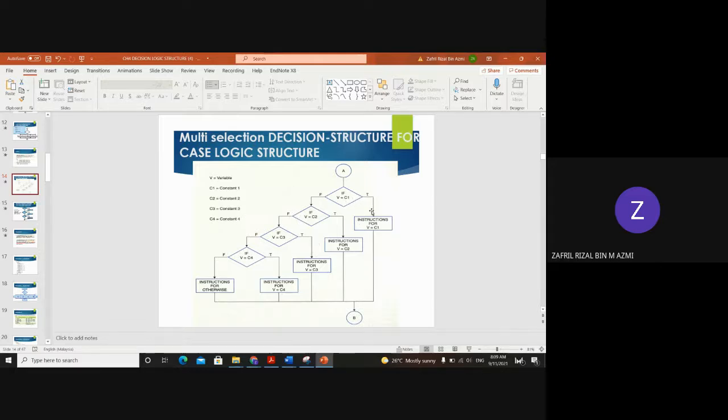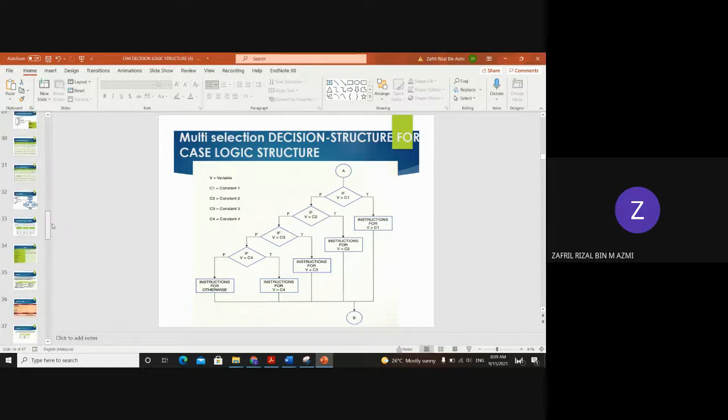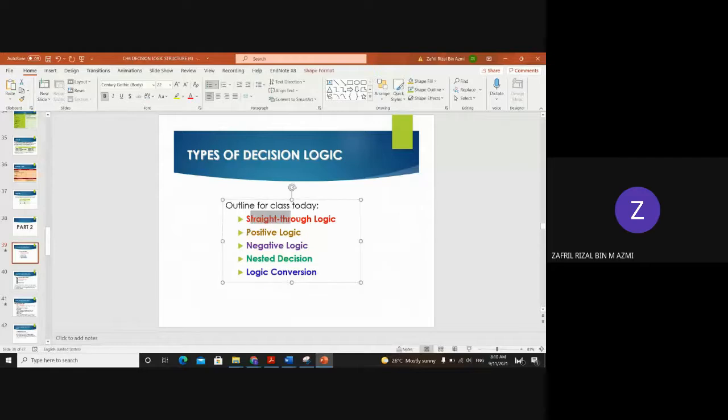If there is a true, you will have at least one statement, and it can be more than one statement. It can be input, output, looping, or a decision over here. And if it is false, it will check the next decision. So this is the positive logic structure, the most commonly used. So we settle on this, the positive logic structure. Now we are going to look at the next structure, which is the multi-selection straight-through logic structure.